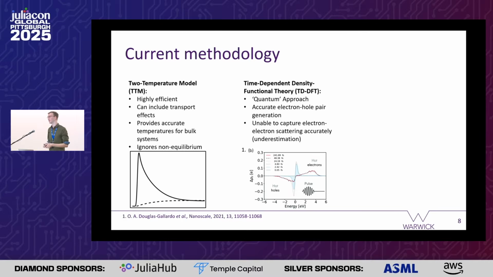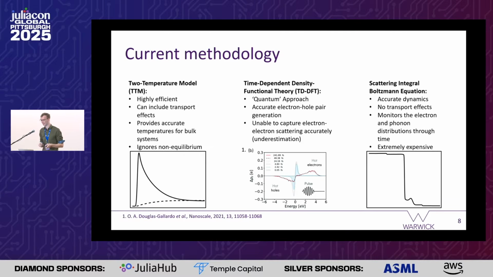The other side of that coin is time-dependent density functional theory. This is what I call the quantum approach to this problem, and it provides very accurate electron hole pair generation at a significant cost, but it is unfortunately unable to capture electron-electron scattering at all, really. It puts electron-electron scattering on the same sort of timescales as the electron-phonon. And this means that these non-equilibrium electrons are living far too long, and any resulting reactions you propagate, the rate will be completely off.